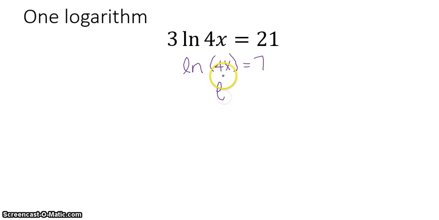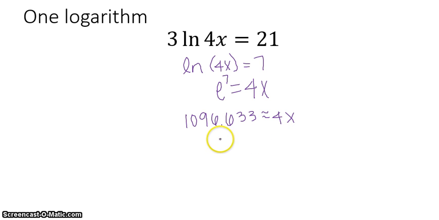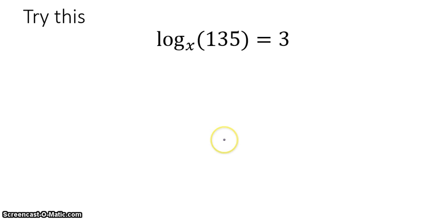When I write this in exponential form, this is the base e, so e to the 7th equals 4x. e to the 7th is 1096.633 roughly. Dividing both sides by 4, I'm going to get 274.158 roughly for x. Doing this one on your own, you should get that x is about 5.130.